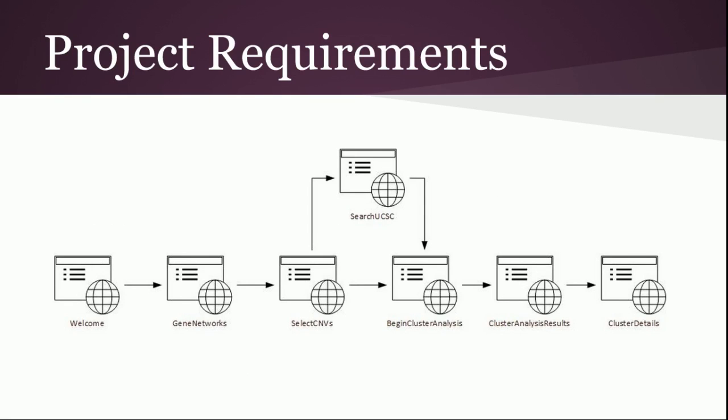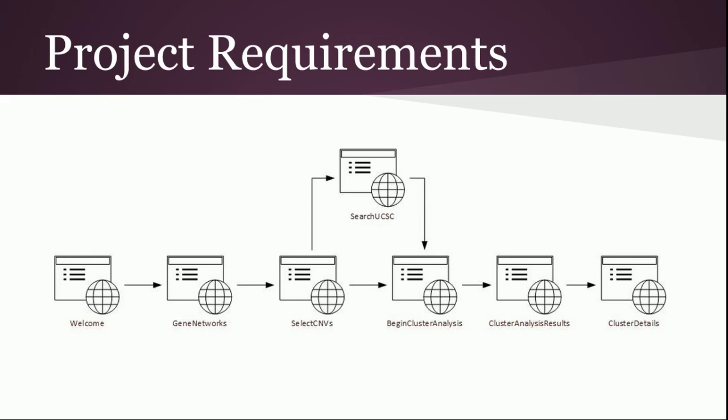And so here we have a diagram of the workflow that we alluded to. The workflow starts with the welcome page, goes to the gene networks page to allow you to upload the gene network, goes to the select CNV page to allow you to upload or select the CNV gene sets as well as the pathogenic gene sets. However, what we're looking for is the names or the symbols of the genes within that gene set.